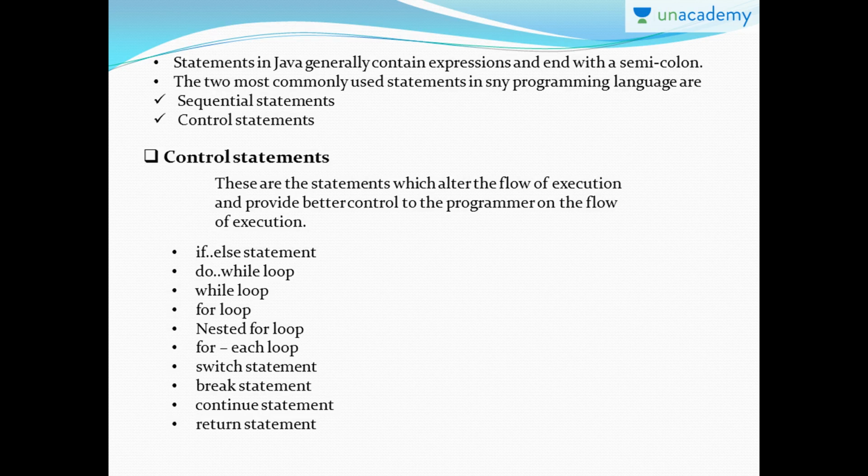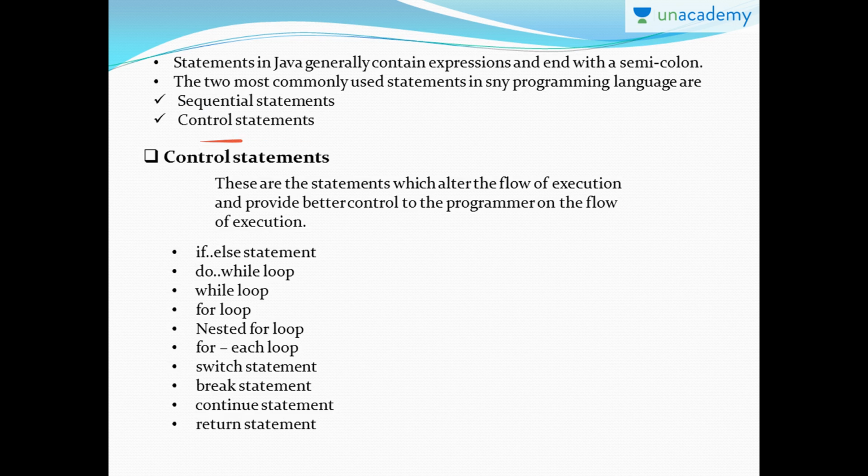All right. Statements in Java generally contain expressions and end with a semicolon. Any statement that you write within a Java program will contain some expressions, and they have to have a semicolon at the end of that statement. There are two commonly used kinds of statements in any programming language: sequential statements and control statements. In this lesson, we'll only be discussing control statements for now.